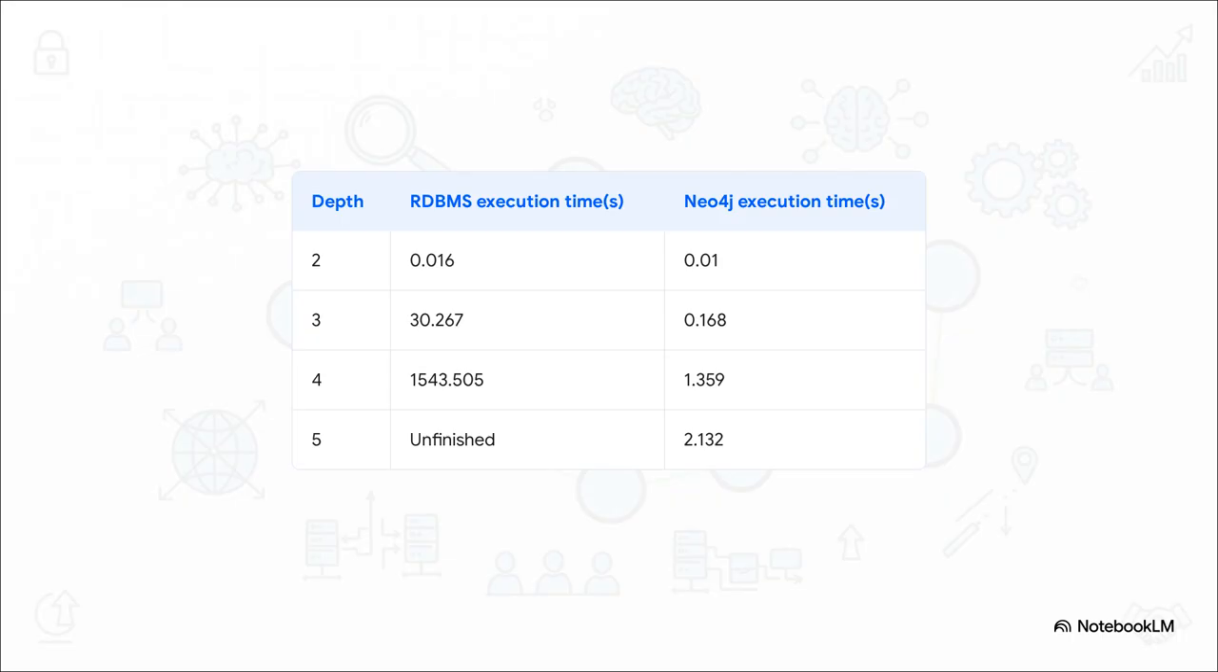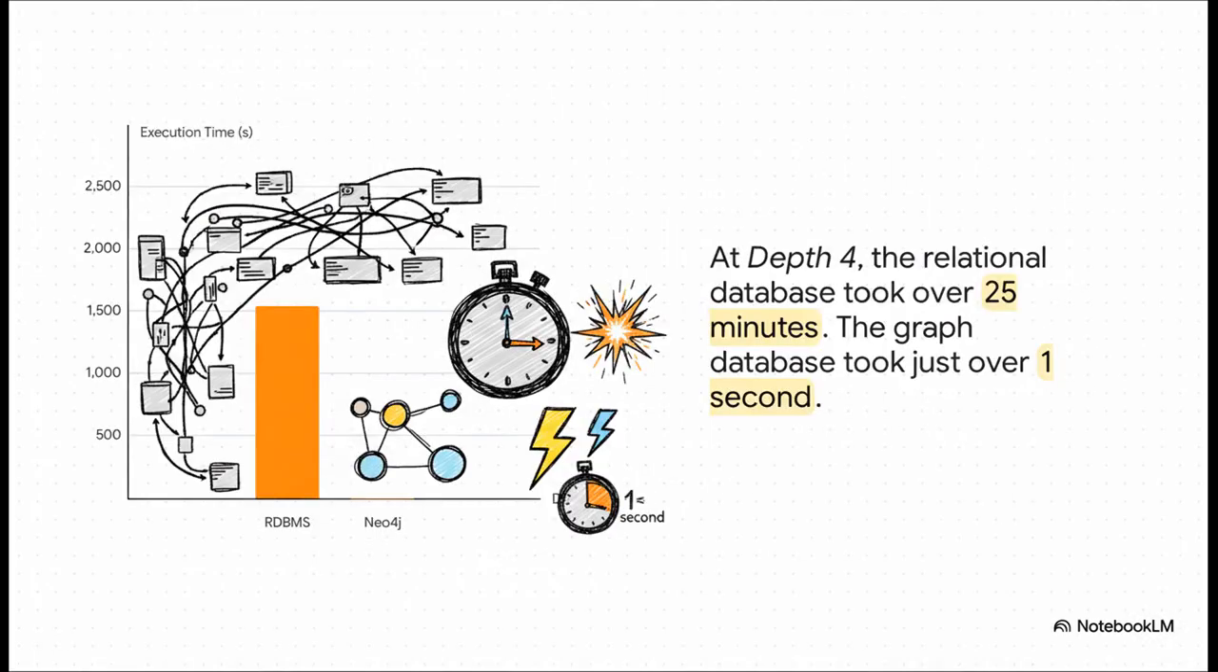Okay, so check this out. This table tells a really dramatic story. It's from a benchmark test looking for friends of friends in a social network of 1 million people. At 2 degrees of separation, friends of friends, they're both super fast, no problem. But look what happens when you go just one step deeper. The relational database suddenly takes over 30 seconds, while the graph database is still flying. And by the time you ask for friends 5 levels out, the relational query just gives up. It couldn't even finish.